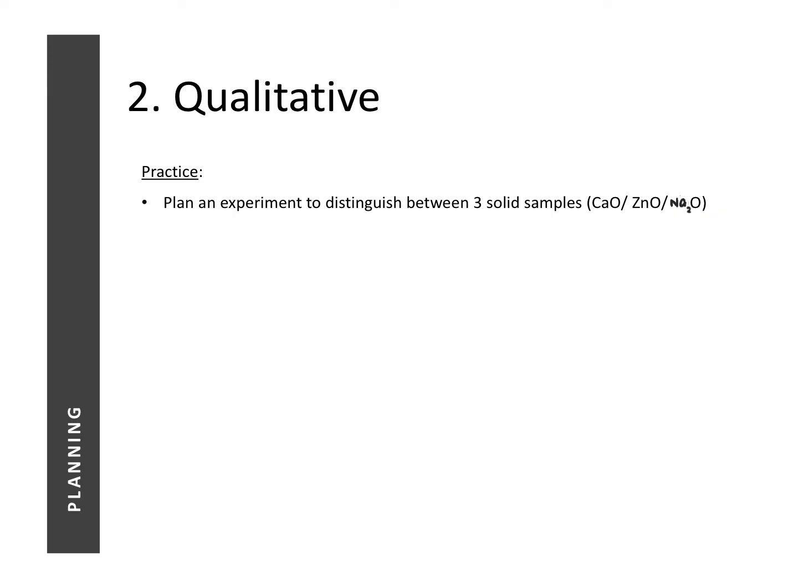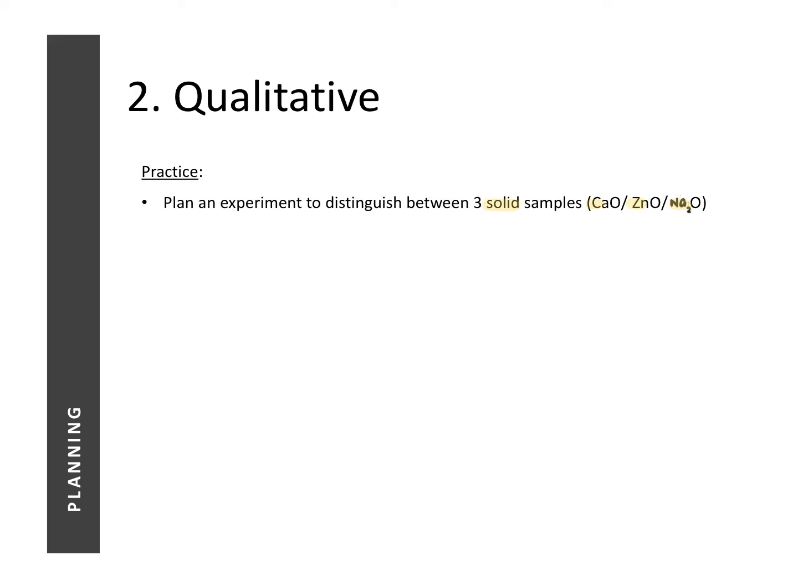So here is a similar qualitative planning practice where we have to plan an experiment to distinguish between three solid samples. The key term here is solid: calcium oxide, zinc oxide, and sodium oxide. So once again, the difference would be your metal cations, and we can easily use some QA test to distinguish between the three cations. However, importantly, you need to recall that calcium and zinc oxide are insoluble in water. So before you perform any QA test, before you add aqueous ammonia or sodium hydroxide, you need to first convert the solid samples into aqueous solutions by adding nitric acid.